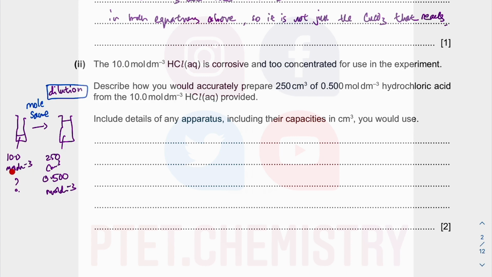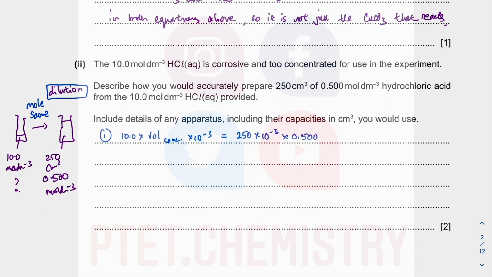This is going to be more concentrated. This is going to be diluted. That's the whole point of dilution. So you have to work out how much of this first, otherwise you won't be able to complete the dilution. We know the mole is the same. So 10.0 times the volume of the concentrated HCl times 10 to the minus 3, because I want the volume in cm cube, is equal to 250 cm cube times 10 to the minus 3 times the new concentration.